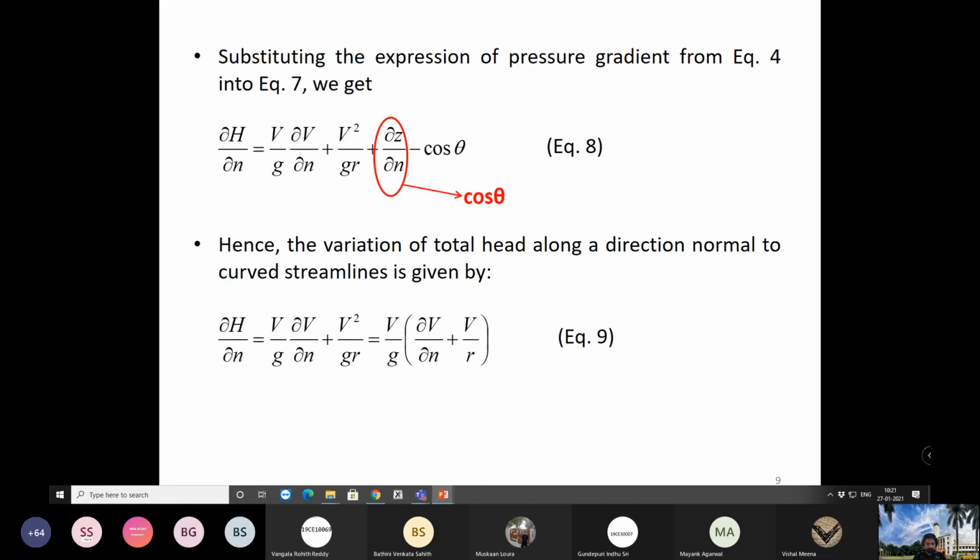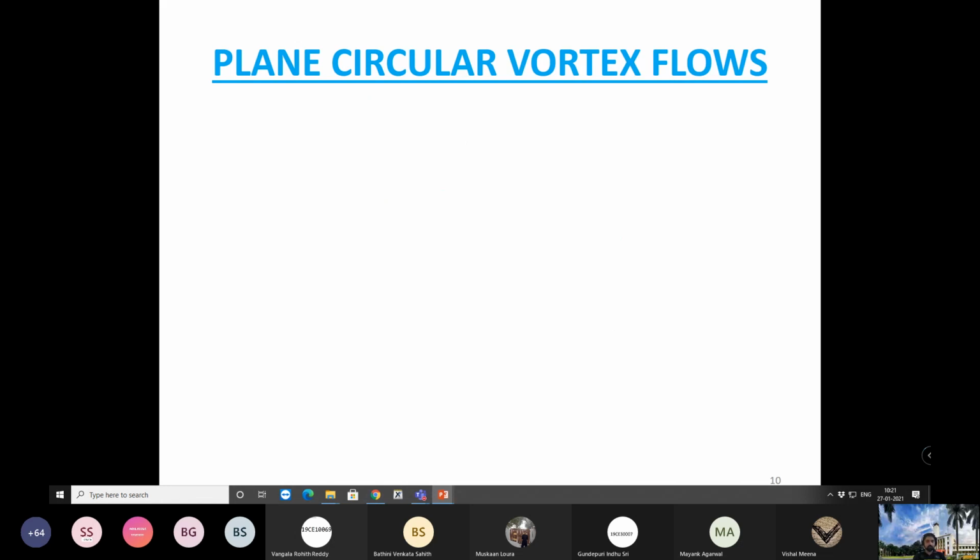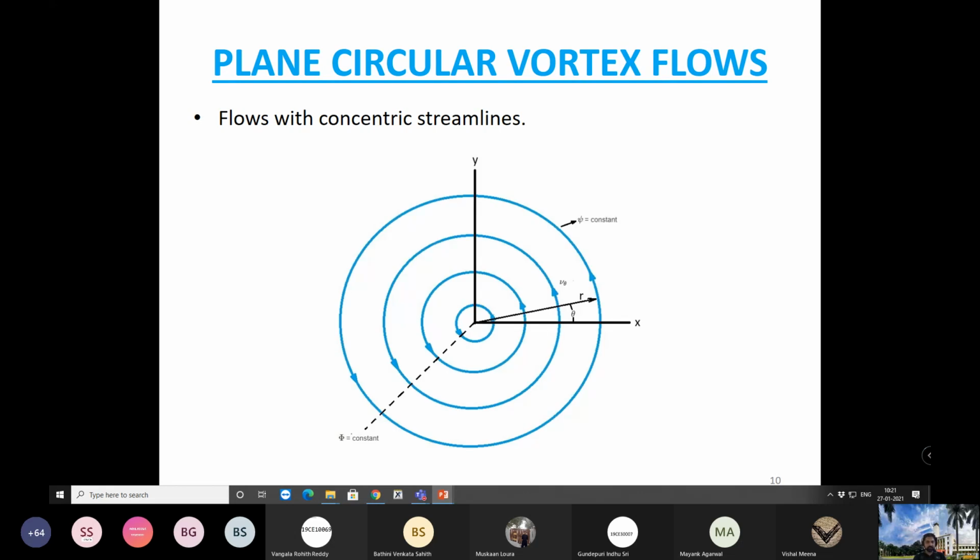Now after covering these two important equations, we are going to see what a plane circular vortex flow is. So far we were just seeing the streamlines. Now we are going to see plane circular vortex flows and then go to the free and forced vortex from there. Flows with concentric streamlines are called plane circular vortex flows.